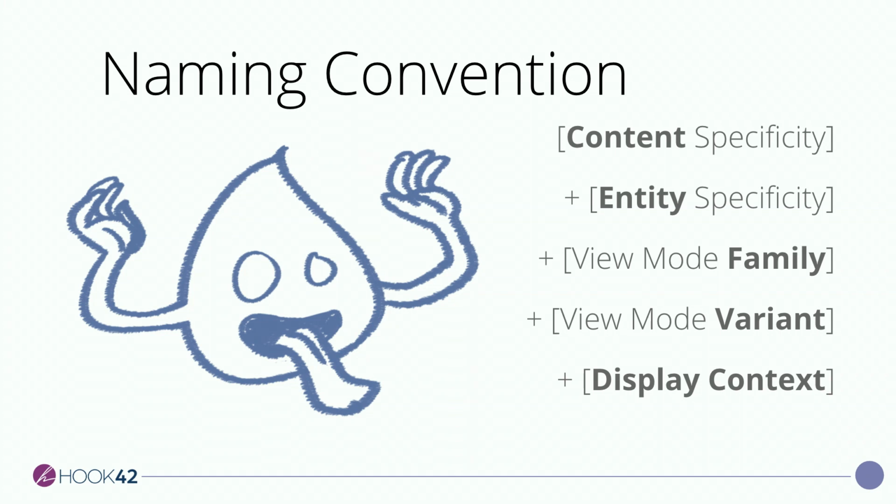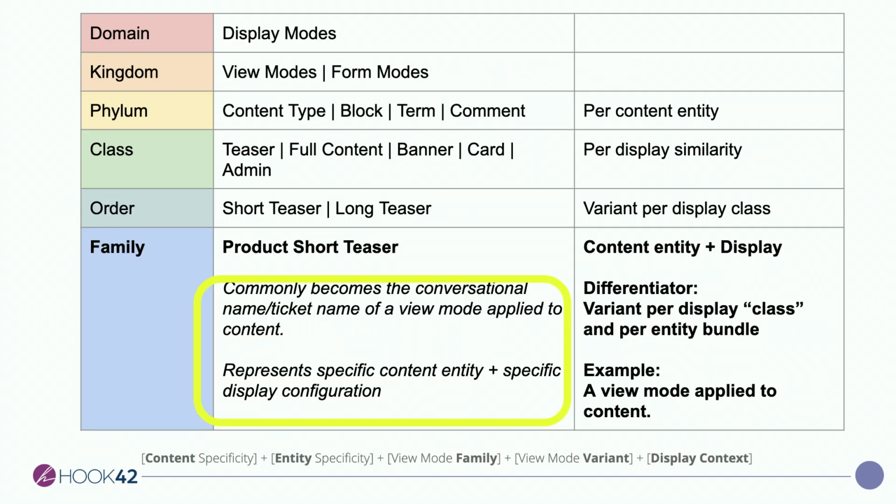I am not going to take a long time on this, but the naming convention could be like content specificity, entity specificity, view mode family, view mode variant, and then display context. You're like, where did you get that math? Because I use taxonomic rank to understand my view modes. If I'm a human and part of Animalia, in the Drupal taxonomic rank we are talking about display modes, where in the kingdom, view modes and form modes exist. The phylum is like your content bundle: content type, block, term, comment.